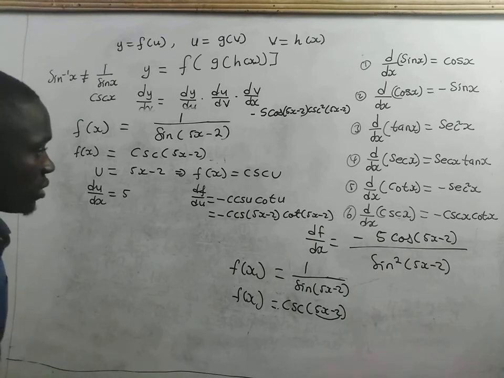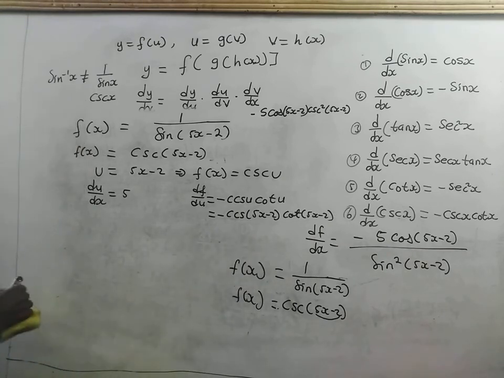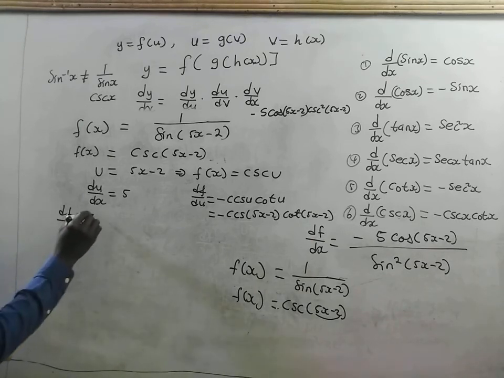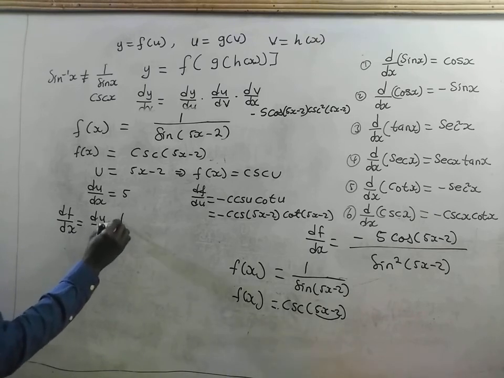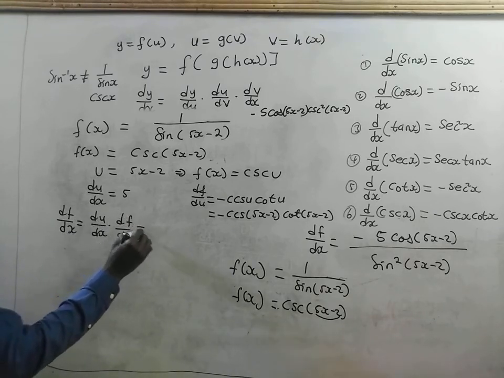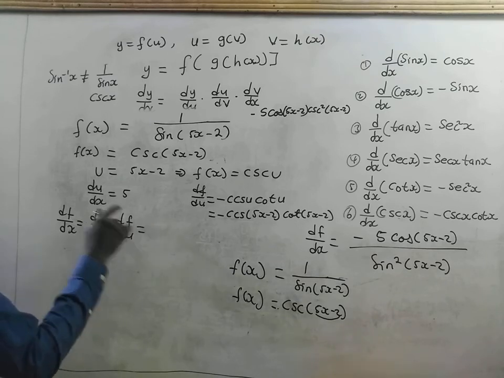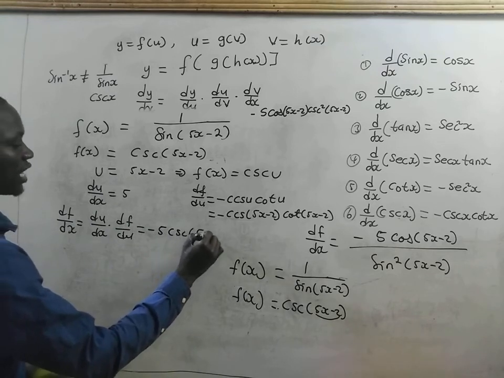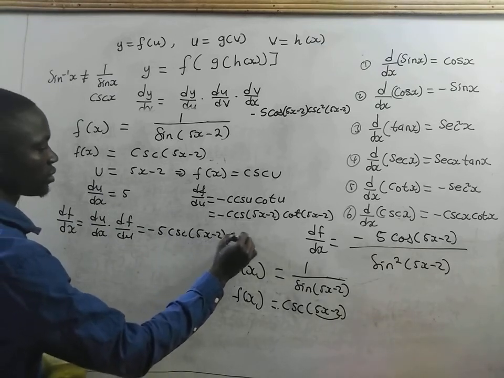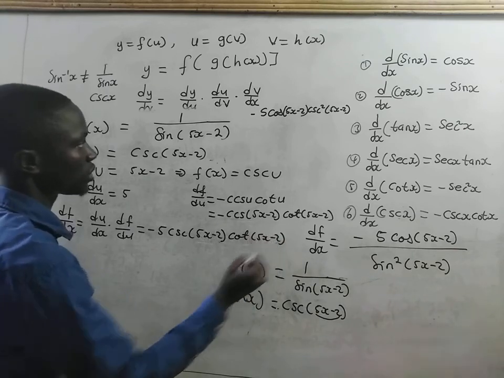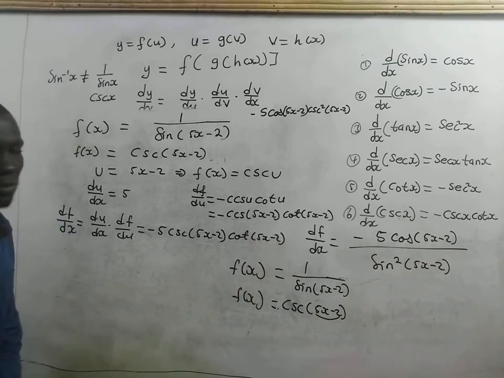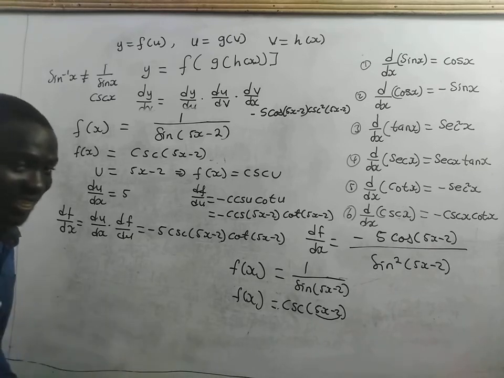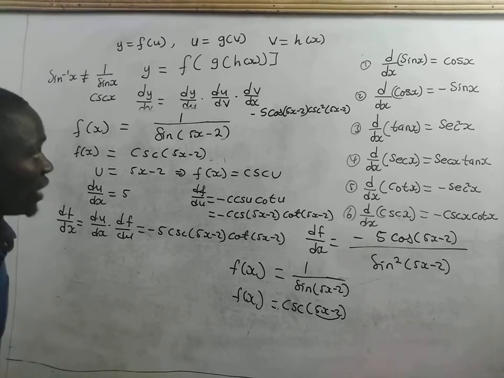Wow. So let's see. The derivative of f with respect to x is now equal to du on dx times df on du, and this will give us 5 times this, and that is minus 5 cosecant of 5x minus 2 times cotangent of 5x minus 2. Are our answers the same? No. But you can make it the same. It's very simple. Check it here. I'm going to make it the same for you to see.